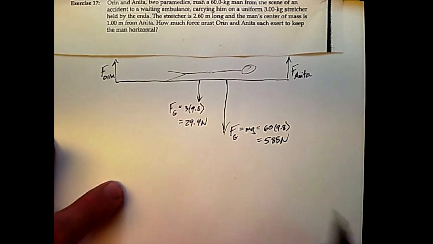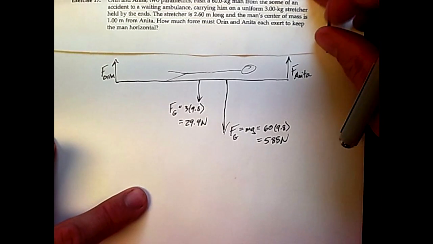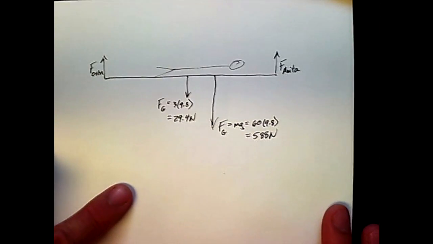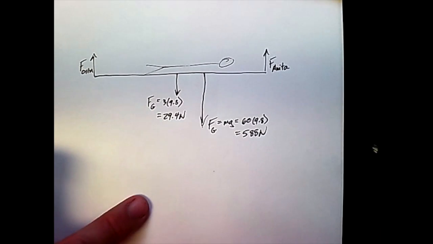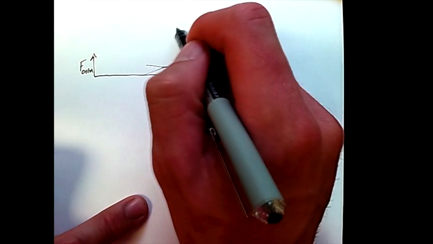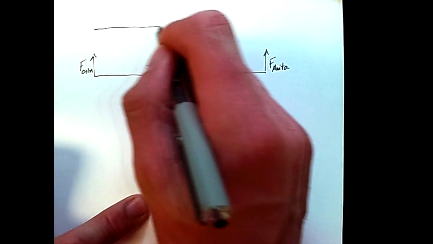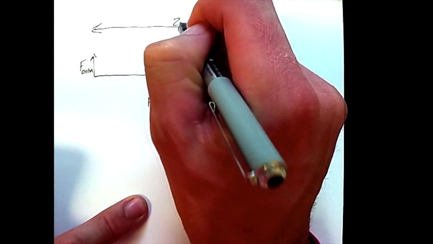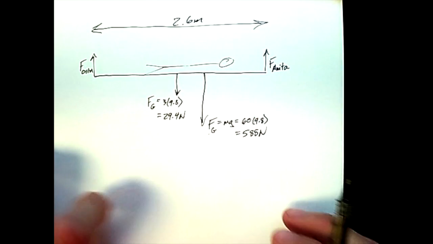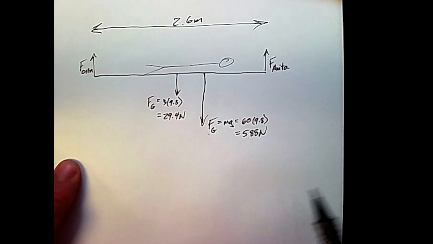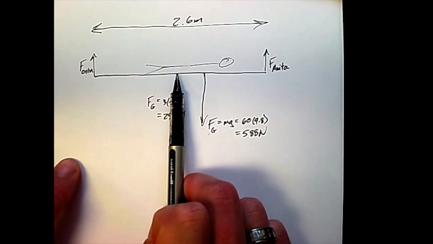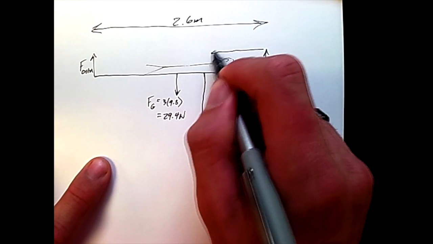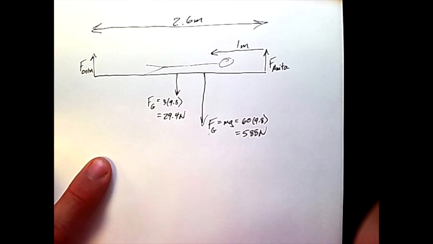All right, so if I move this out of the way so that we can see this picture a little bit clearer. If the stretcher has a total length of 2.6 meters, then we know that this is in the middle at 1.3 meters from either side, and we also know that from here to there is 1 meter.